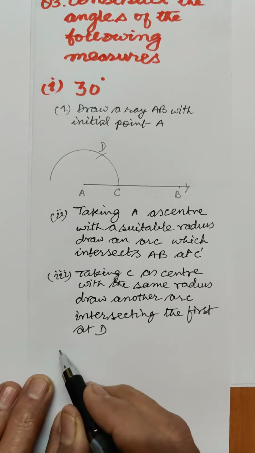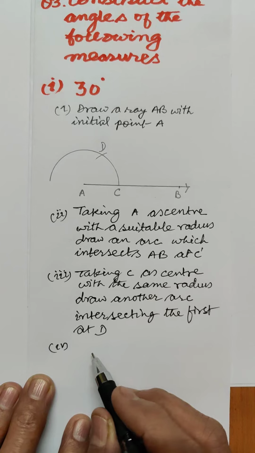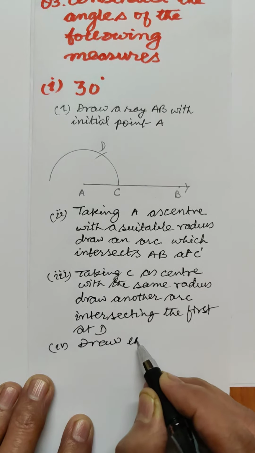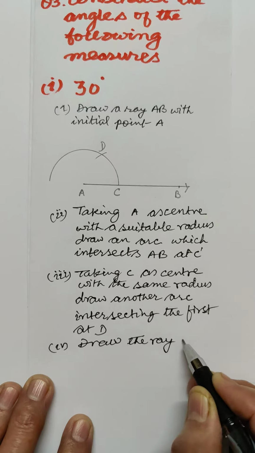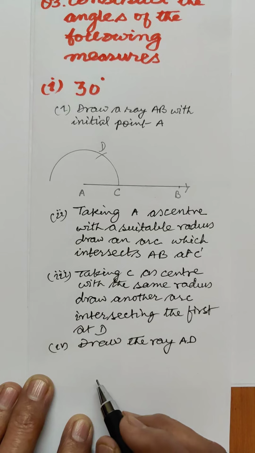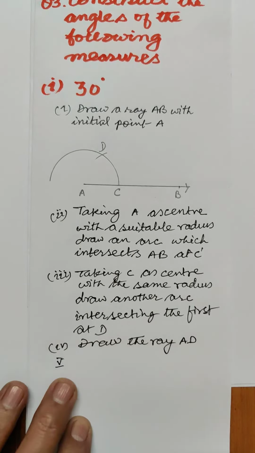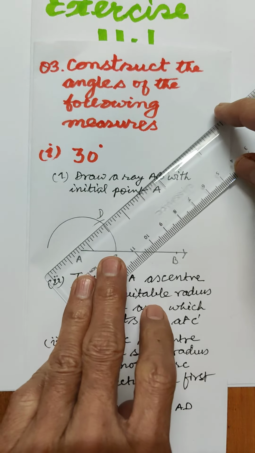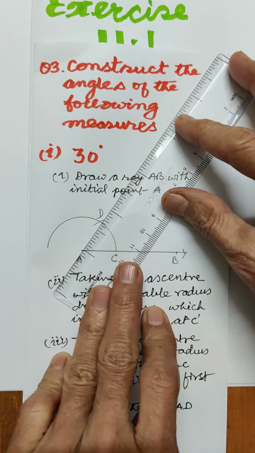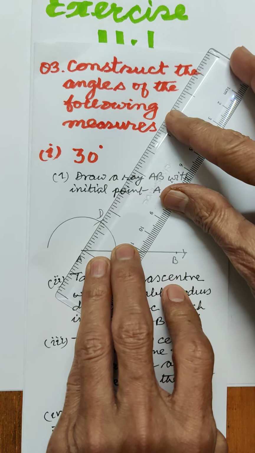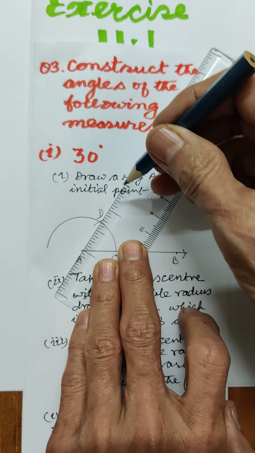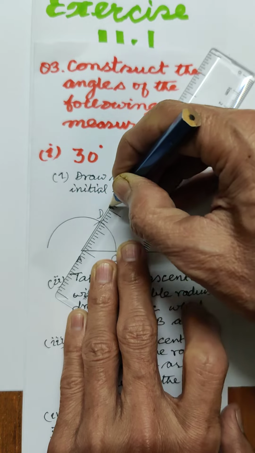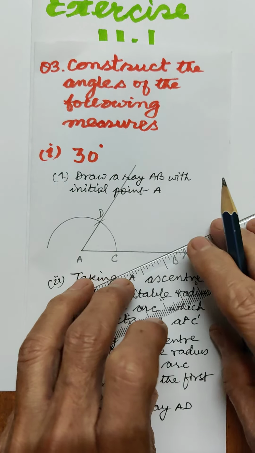Now the fourth step is draw the ray AD. So drawing ray AD.